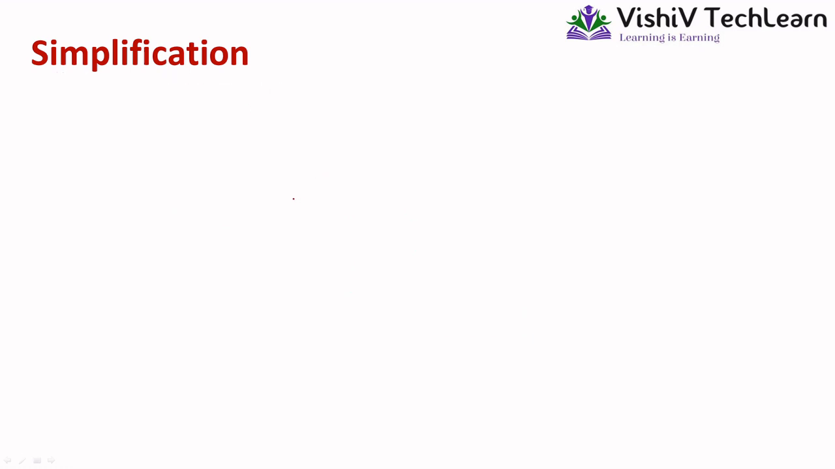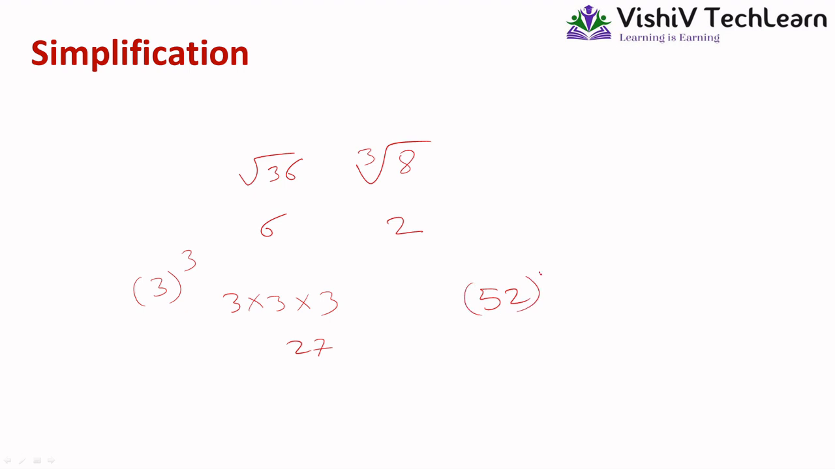Then one more type could be square root of 36, cube root of 8, and these kinds of simplifications. So square root of 36 will be 6, cube root of 8 will be 2. Even we can have cube of 3, so it will be 3 into 3 into 3. 3 3s are 9, 9 3s are 27. Similarly, we can have square of 52. Such kinds of things will be there in simplification.